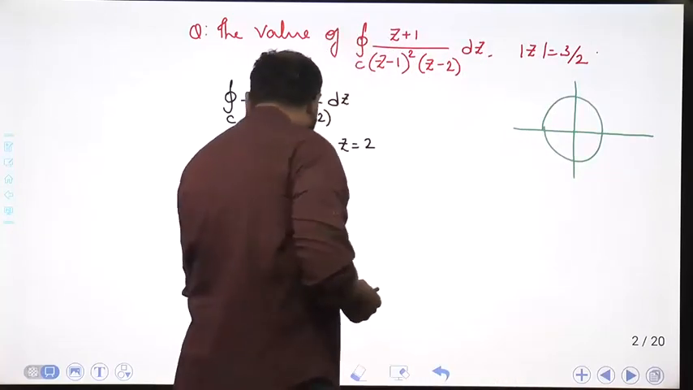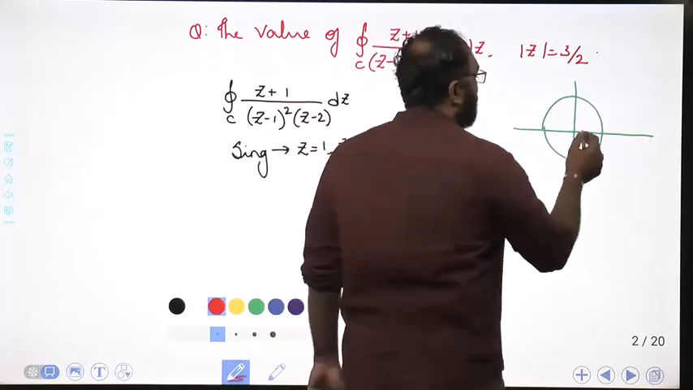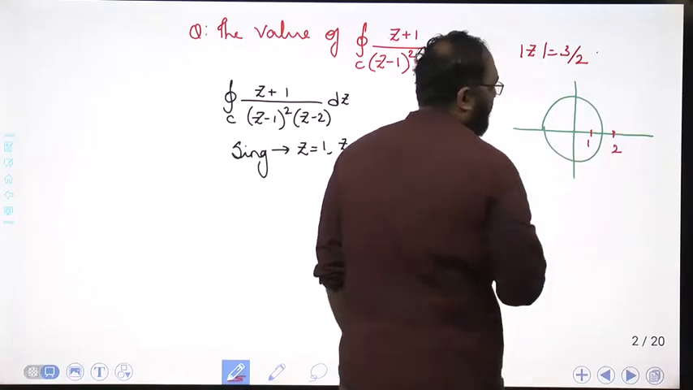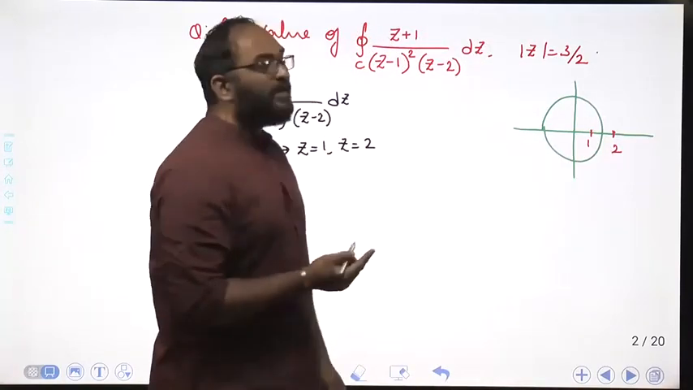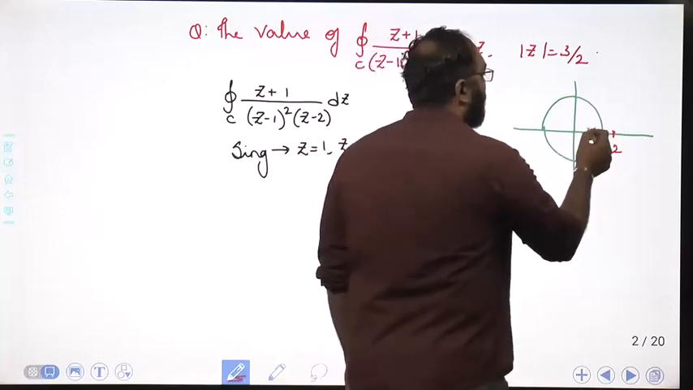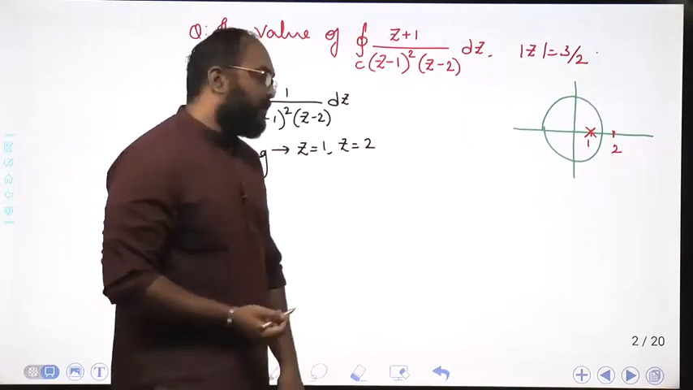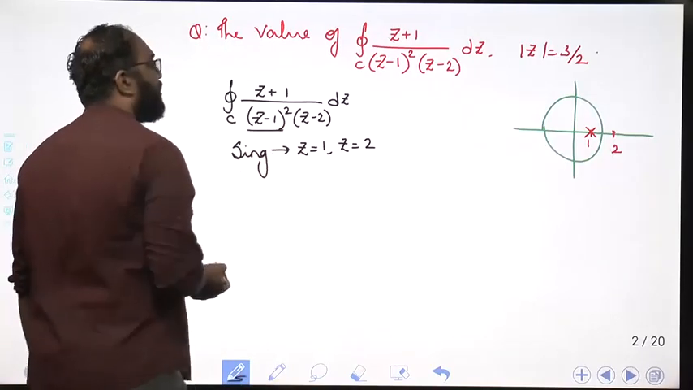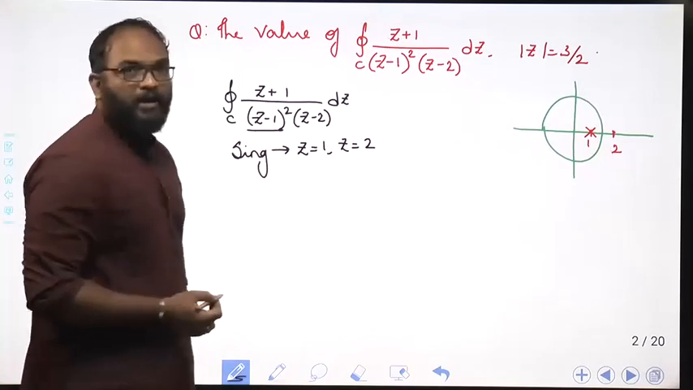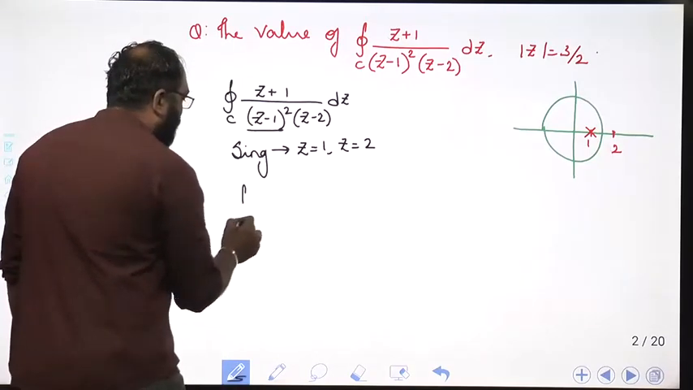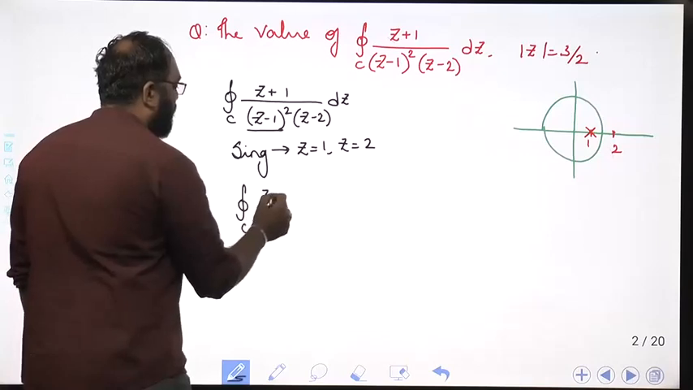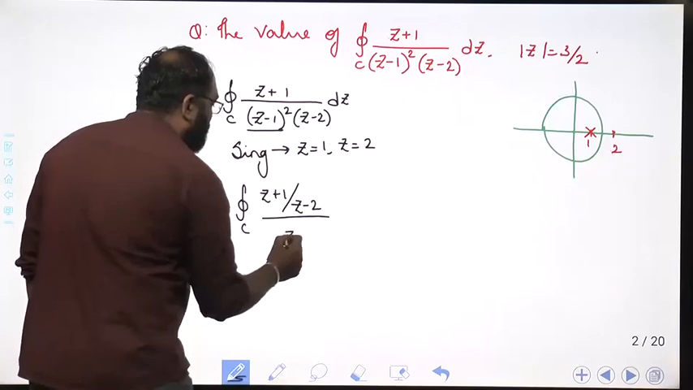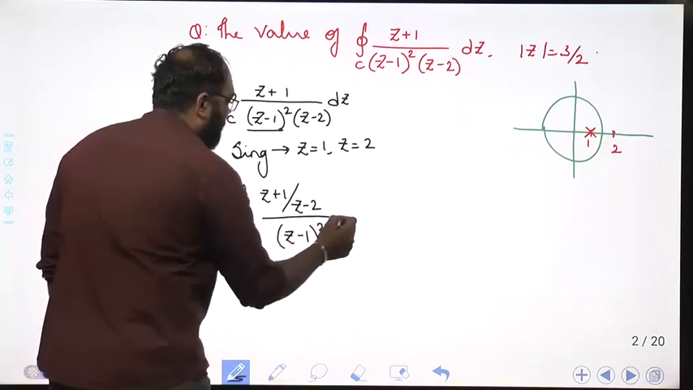Now, z equals 1 is a point of singularity and z equals 2 is another point of singularity, right? Among these two, which one is lying inside? So z equals 1 is lying inside the given circle. As z equals 1 lies inside the circle, we keep it in the denominator and take the remaining terms to the numerator, so that it becomes the integral over C of z plus 1 by z minus 2, divided by z minus 1 whole square, dz.